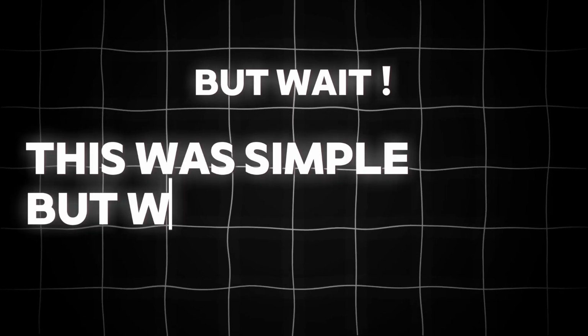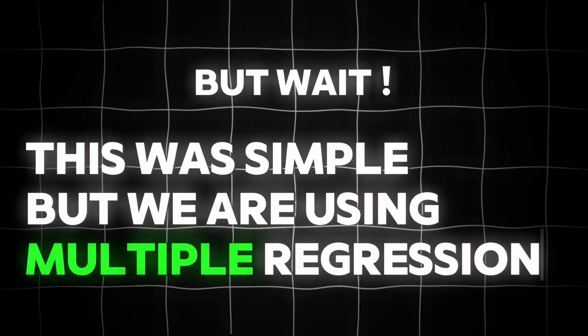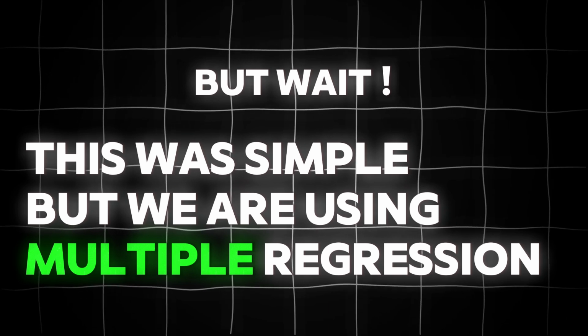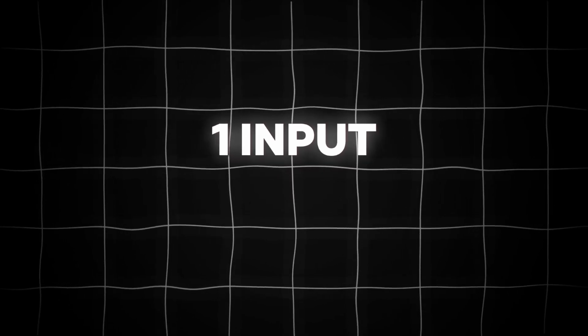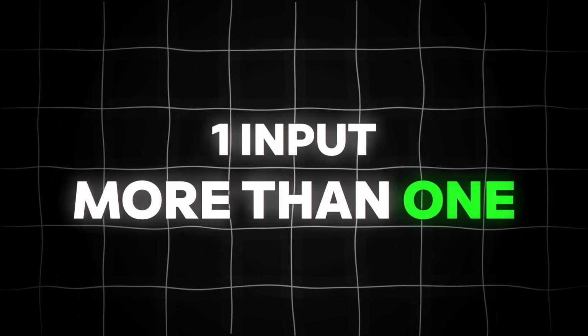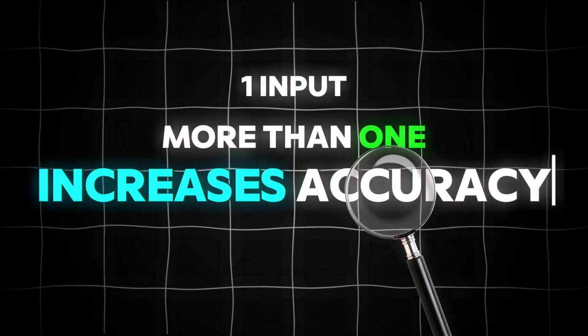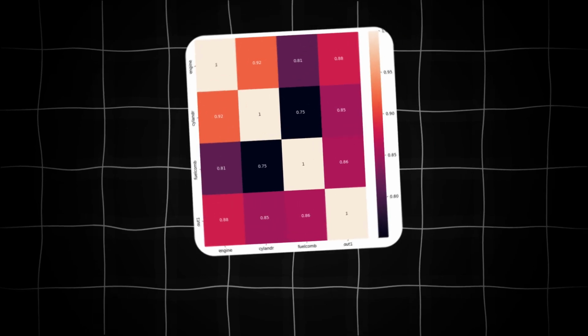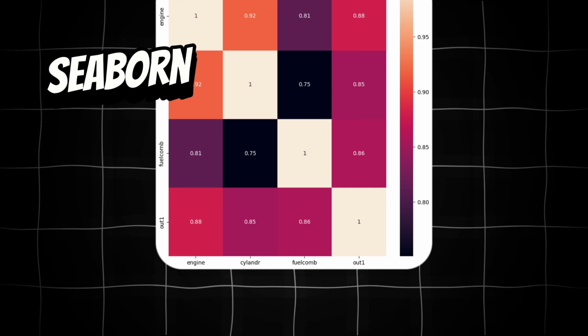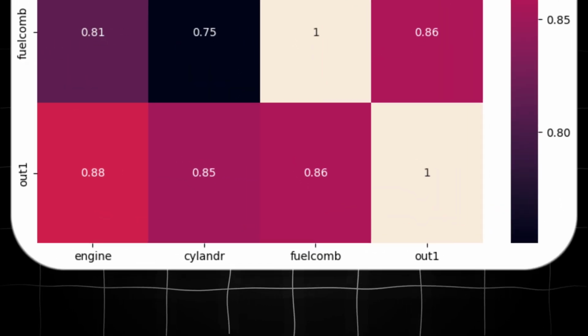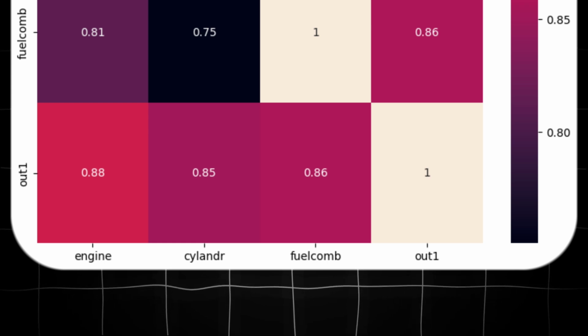But wait, this was simple linear regression, but we are using multiple linear regression. The difference is that the simple one only has one input, but the multiple one has more than one, which will increase our accuracy. Here's a heat map made by Seaborn, and as you can see here, we can understand which data is highly related to our outputs, but this is so important for data scientists.